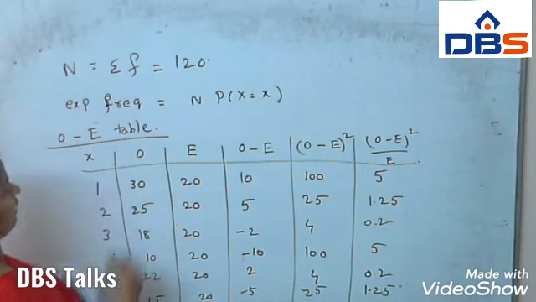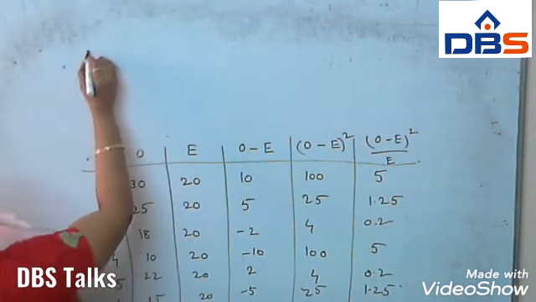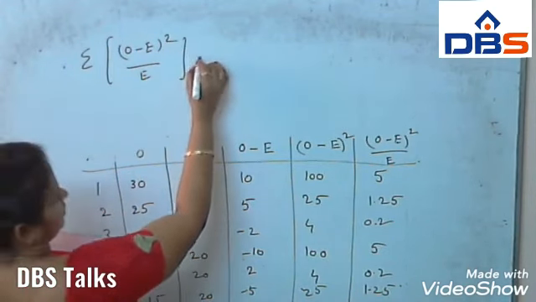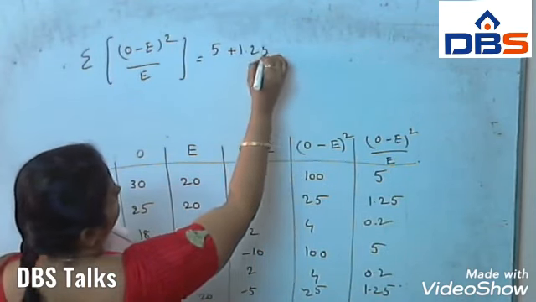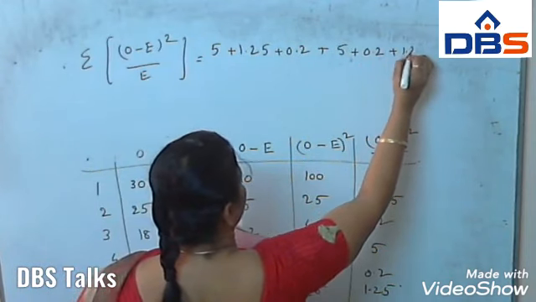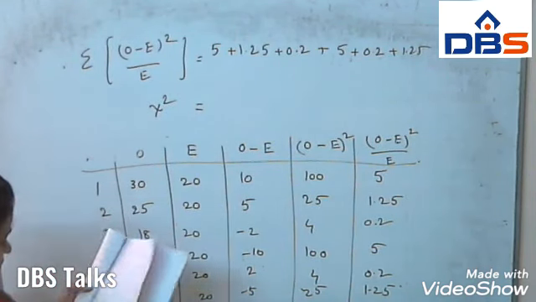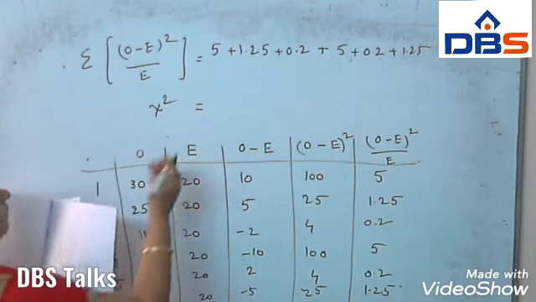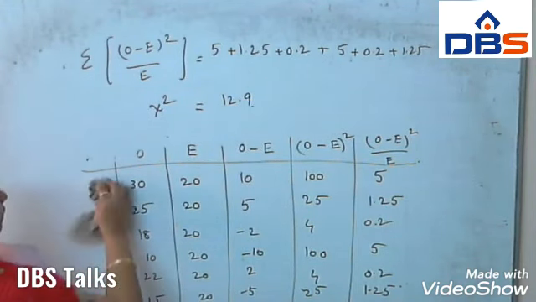So by adding all these terms, sigma O minus E whole square by E equals 5 plus 1.25 plus 0.2 plus 5 plus 0.2 plus 1.25. By adding all these terms, we will get chi square equal to 12.9. So this is the value of chi square from the formula.